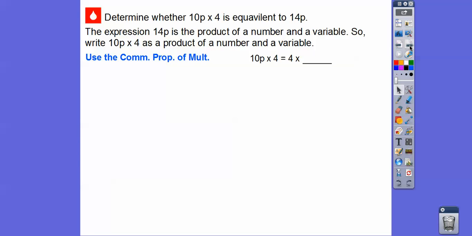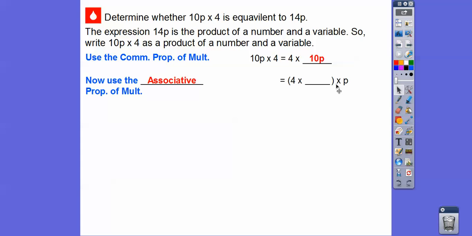So let's use the commutative property right here. The commutative property says we're going to switch them around the multiplication sign. So 10p times 4 is going to be 4 times 10p right there. That's the commutative property. They commuted around the multiplication sign, okay? And now, all of a sudden we have parentheses involved, so we're going to use the associative property.